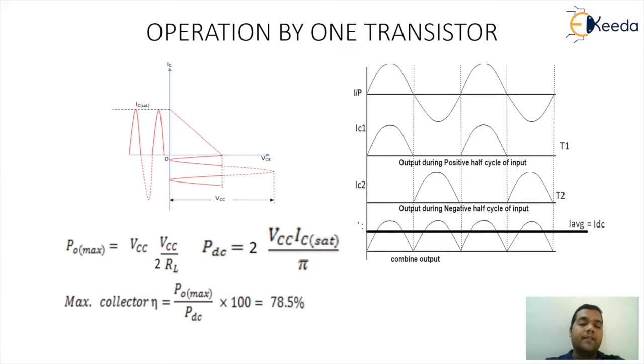Now, if you compare this operation or performance with respect to the Class A family, the Class A family was having an efficiency from 25% to 50%. Whereas in the Class B, you can see the huge improvement in the efficiency as it has gone up to a value of 78.5%. So this is the biggest advantage of Class B circuitry, where they will be using two transistors, but also giving you better performance with respect to the efficiency parameter.